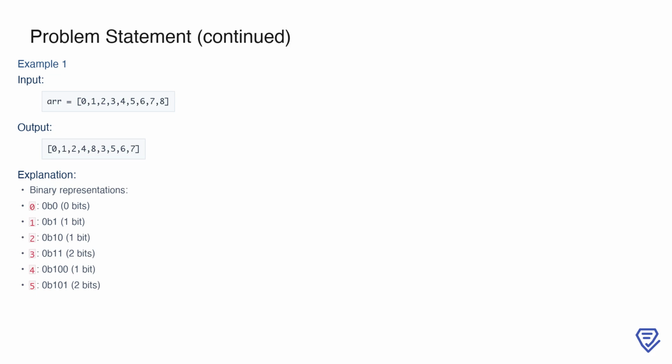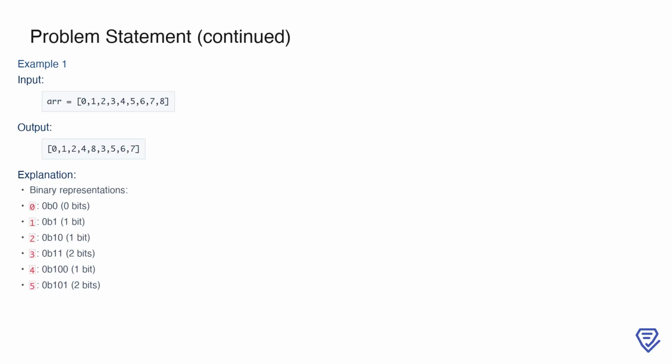Suppose the input array is 0, 1, 2, 3, 4, 5, 6, 7, 8. The output should be 0, 1, 2, 4, 8, 3, 5, 6, 7. To understand why, we start by converting each number into its binary representation. For instance, 0 in binary is 0b0, which has 0 bits set to 1. The number 1 is 0b1, which has 1 bit set to 1. Similarly, 2 is 0b10 with 1 bit, and 3 is 0b11 with 2 bits. We repeat this process for all numbers in the array, counting the number of 1 bits in their binary forms.